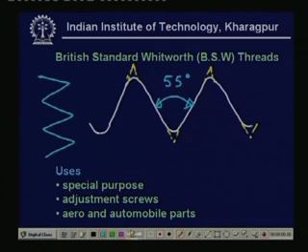if this is thread, then the force may be applied over here. You see, whenever the nut is engaged, the force will be applied. Now, ultimately all these small triangles act like a cantilever, and a large stress may be developed near the root. So, if the area of cross section of this part is large, then of course the root strength is quite large. What are the uses of this British Whitworth thread? The uses are mainly special purpose or adjustment screws or aero and automobile parts. So, they are very often used threads.